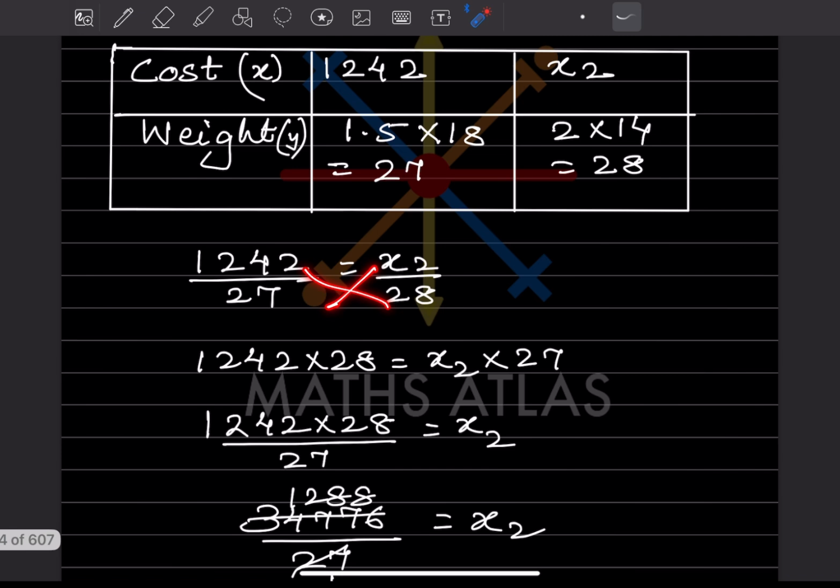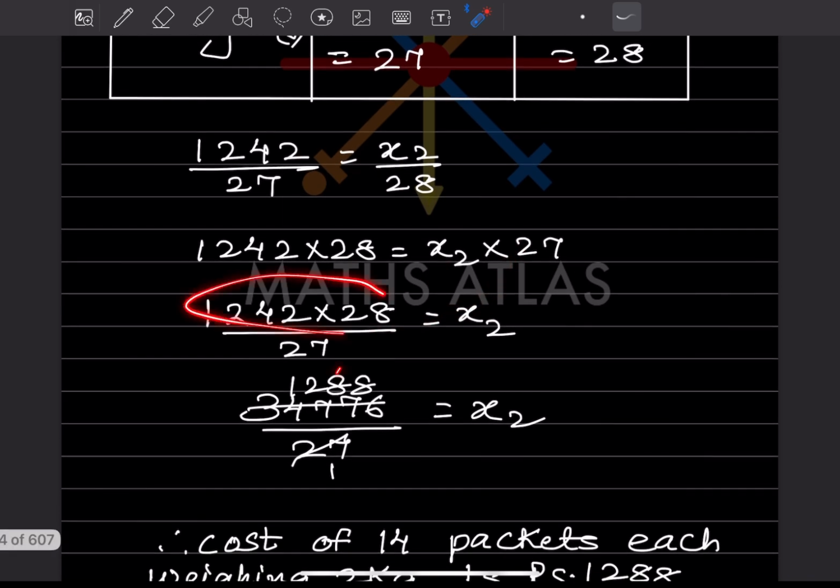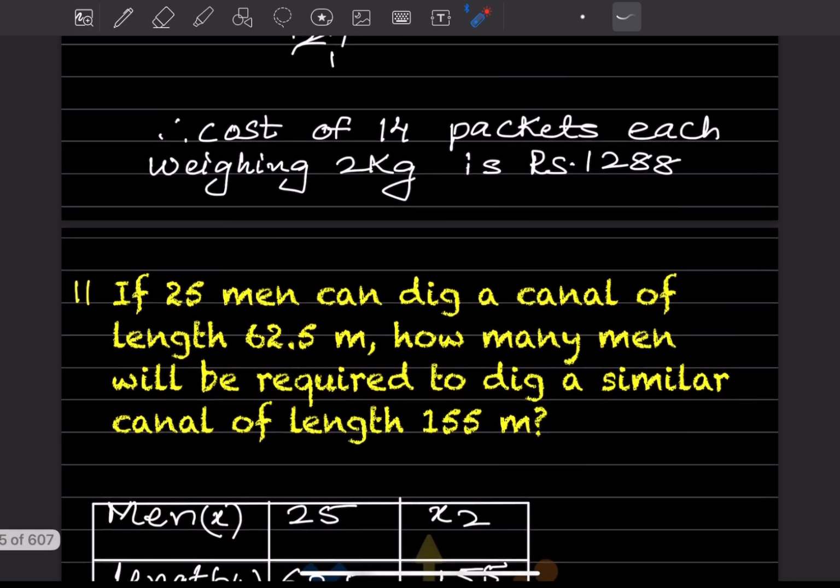So cross multiply this one. So here will be 1242 into 28, that will be X2 into 27. So 1242 into 28, this will get divided by 27 is X2. So this should be 1288. So we can say the cost of 14 packets weighing 2 kilograms each is rupees 1288.